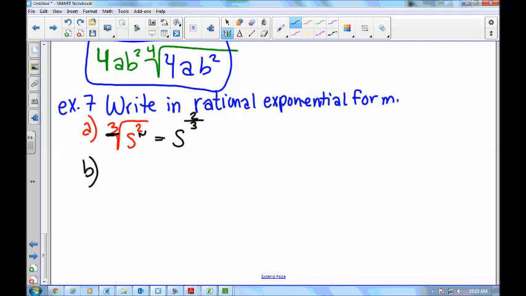Part B. 12 times the cube root of x to the 4th. Any brain souls think they can tell me the answer to this one? 12 times cube root of x to the 4th. The rational exponential form. What if the 12 wasn't here? Did you tell me that? Yeah. Okay, what would you say? Jocelyn? Okay, Jocelyn.